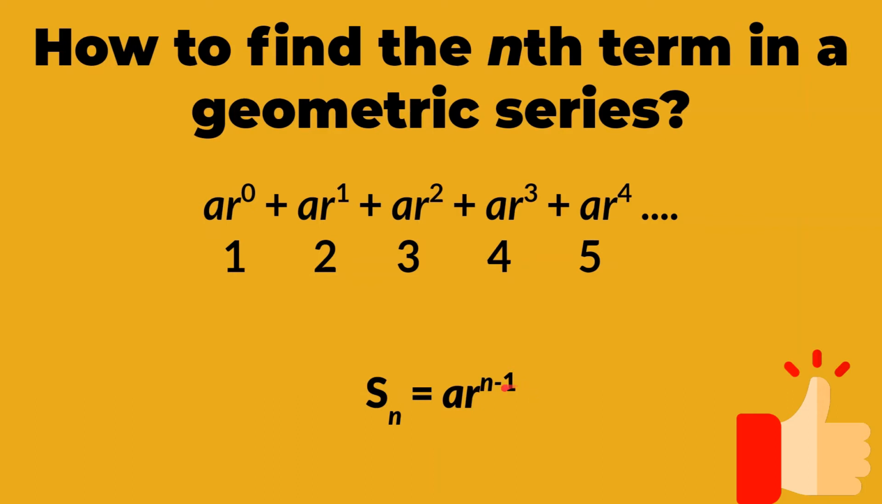For example, if n would have been 7, that is, this would have been the 7th term, then the power of r would be 6. Like in the 6th term, it would have been ar raised to 5, and in the 7th term, it would be ar raised to 6. Let's see this in action.